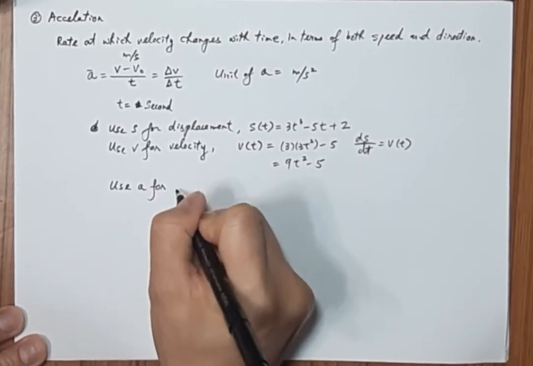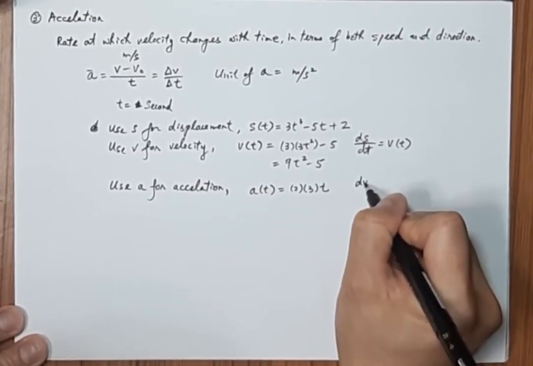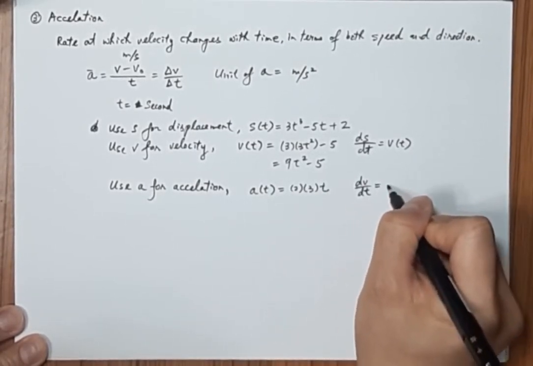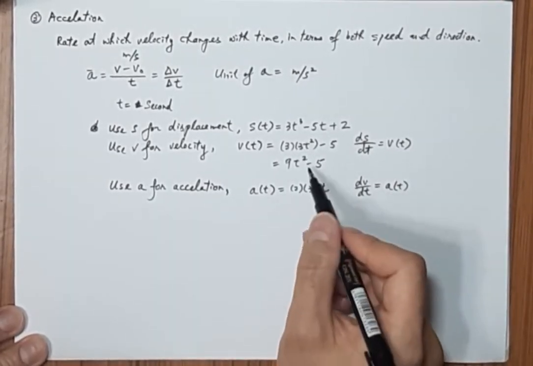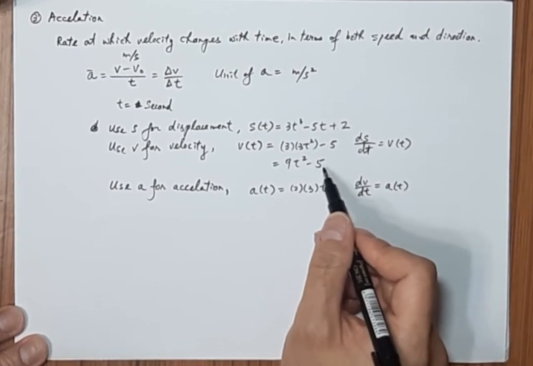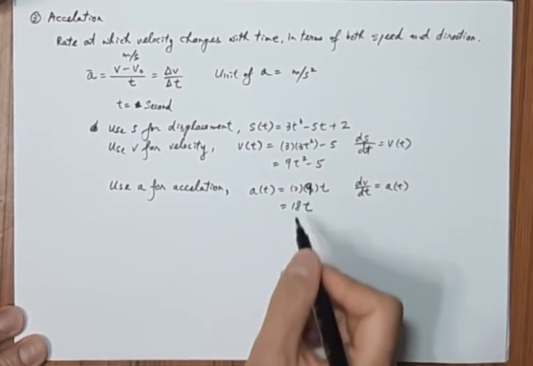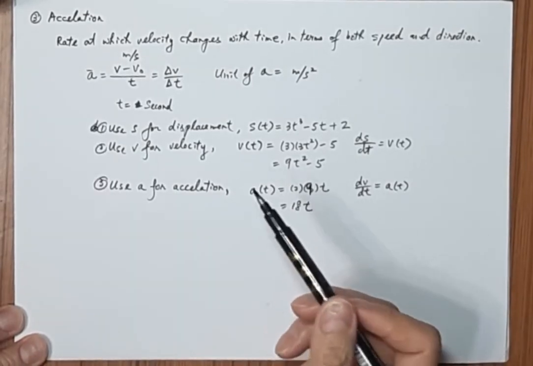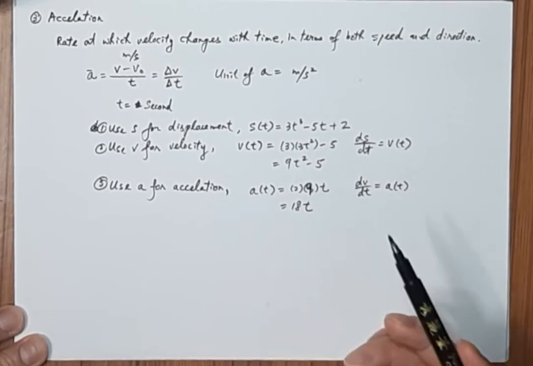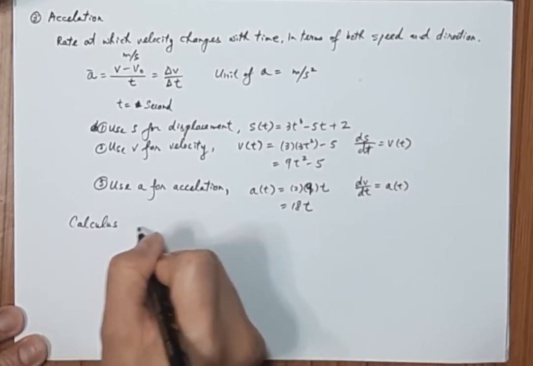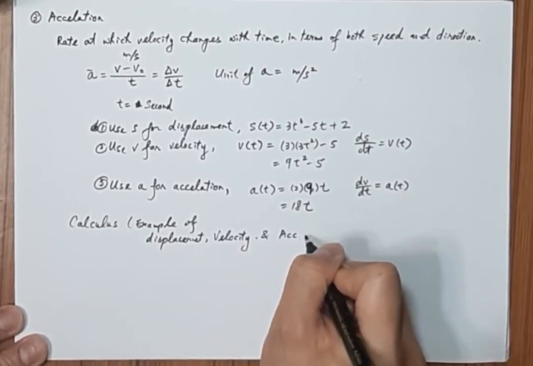We use a for acceleration, and a is also a function of t. If we differentiate the velocity with respect to t, we get the acceleration function a(t). For the above example, if we differentiate 9t squared minus 5, we get 2 times 9t, which is 18t. It's also a function of t. So these three terms we are talking about today are displacement, velocity, and acceleration. Then we will use calculus to solve examples of displacement, velocity, and acceleration.